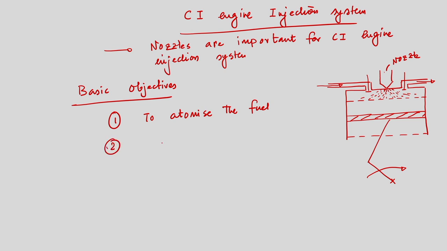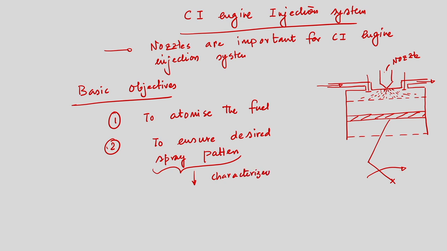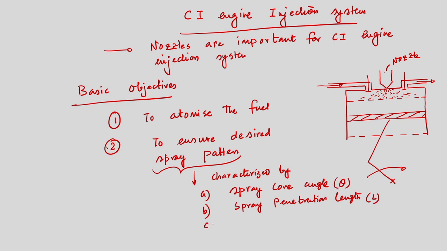Number two, to ensure the desired spray pattern, which is characterized by: A, spray cone angle, B, spray penetration depth or spray penetration length, so this is L, this is theta, and the average size distribution.